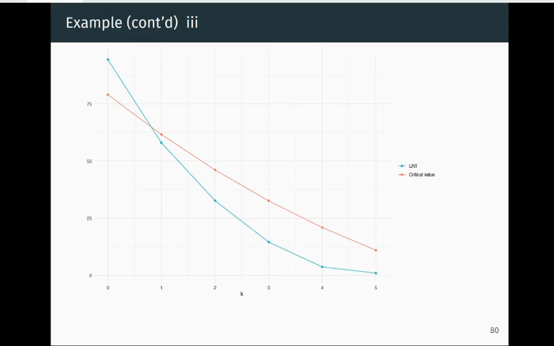And so this is the last slide on large sample inference.